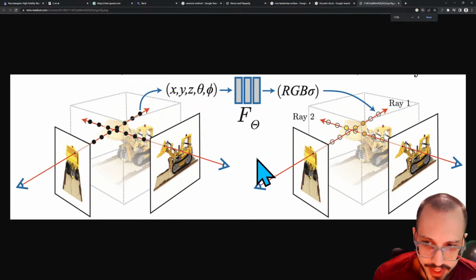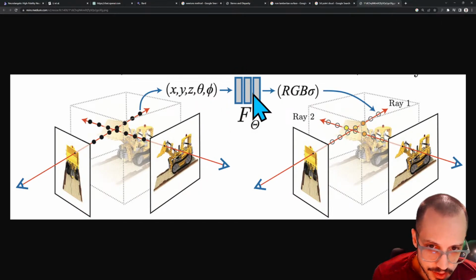So what a neural radiance field is doing, it's a little multi-layer perceptron. Here you see this F theta. This is a little neural net, and it takes in a couple different things. It takes in X, Y, and Z, which is the position of this little point here. It takes in a theta and a phi, which is basically a view angle. So it needs to know where you are looking at this little point from.